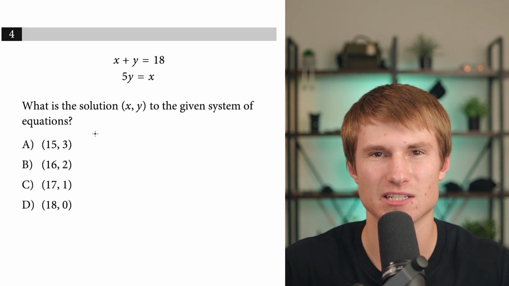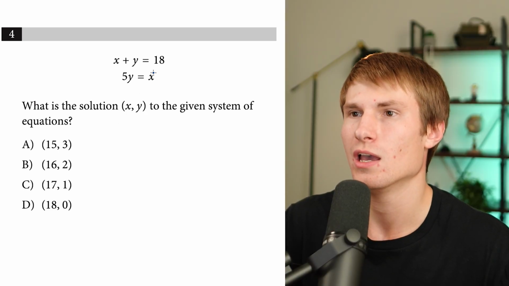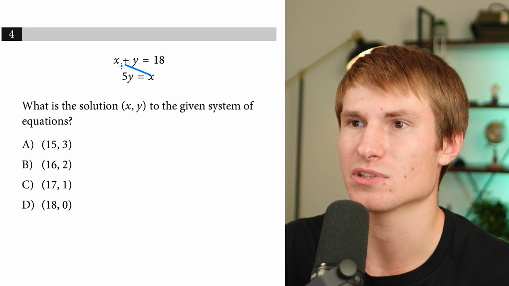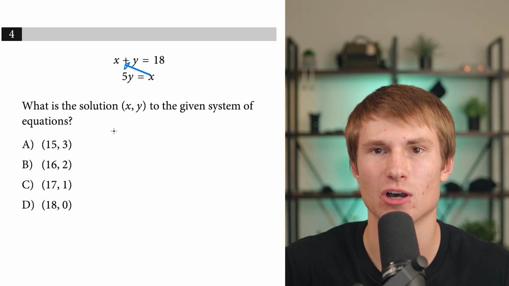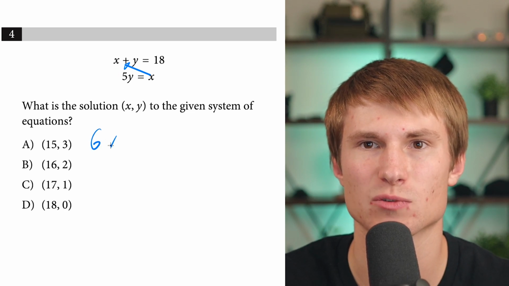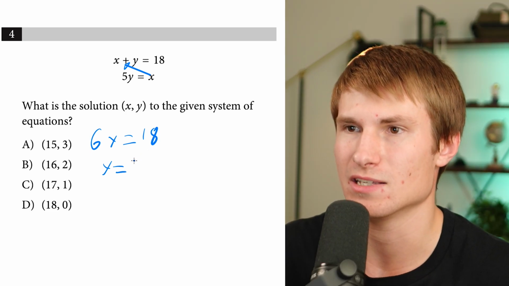Here's a tip for the SAT math section. Question 4 states, what is the solution xy to the given system of equations? If you see that you have 5y equals x, you can go ahead and take this x and substitute in that 5y. This will help you solve y, and then afterwards you can solve x. So let's go ahead and do that. 5y plus y will give us 6y is equal to 18. From there, we divide both sides by 6, and we'll see that y is equal to 3.